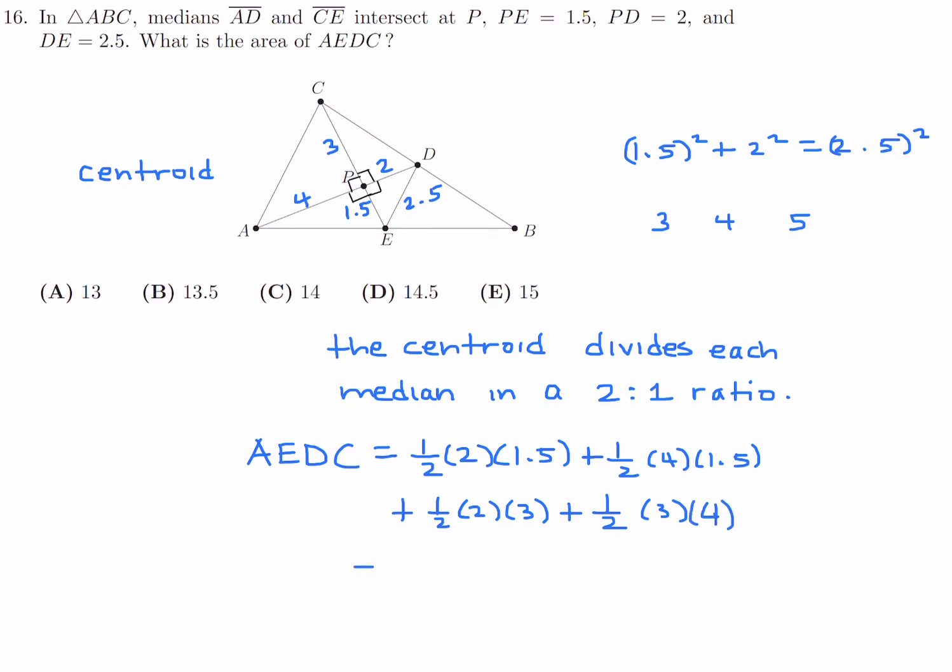And when you do the math there, we get 1.5 plus 3 plus 3 plus 6. So that's going to be 13.5. And therefore, number 16, the answer is B.